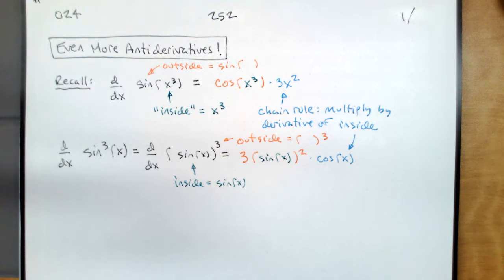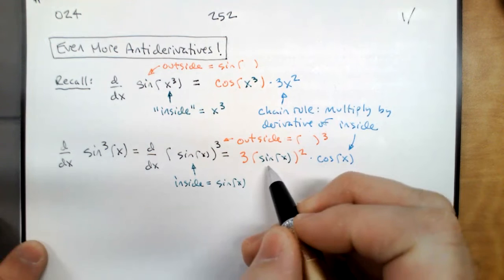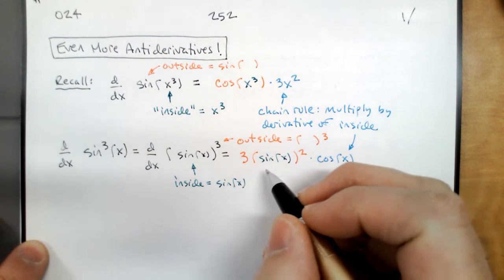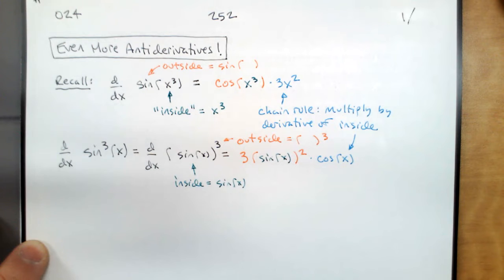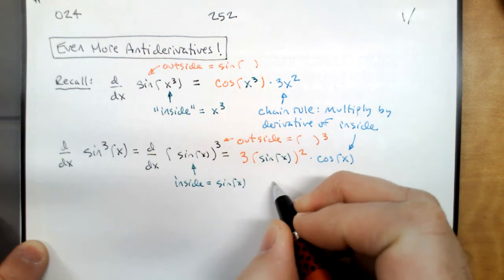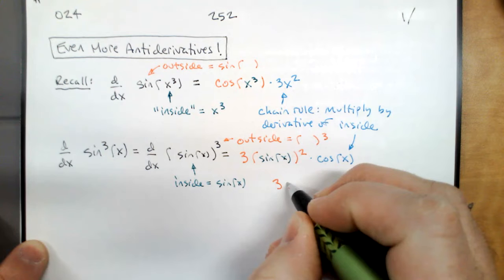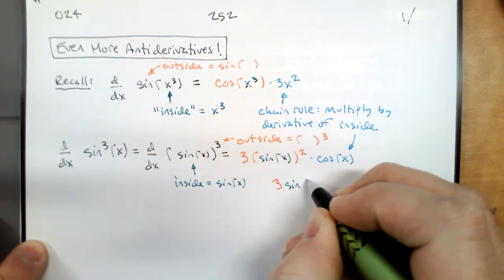This isn't how we would write this particular expression. We would say sine of x squared, or the square of the sine of x, as sine squared x. That's how we would normally write this. We would say 3 times sine squared x.